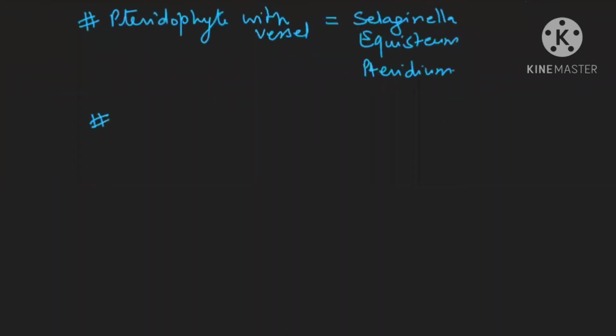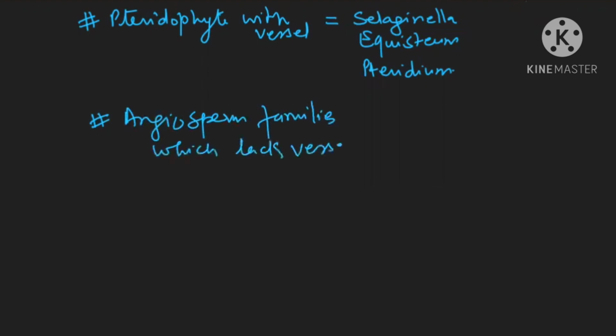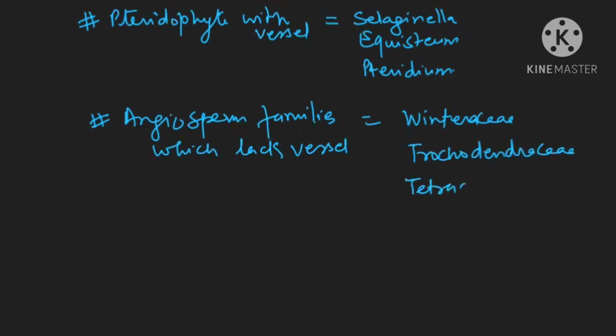Now, a few angiosperm families don't have vessels. Vessels are absent in a few angiosperm families, the angiosperm families which lack vessels. So these families are Winteraceae, Trochodendraceae, and Tetracentraceae. These are the families which do not have any vessels.